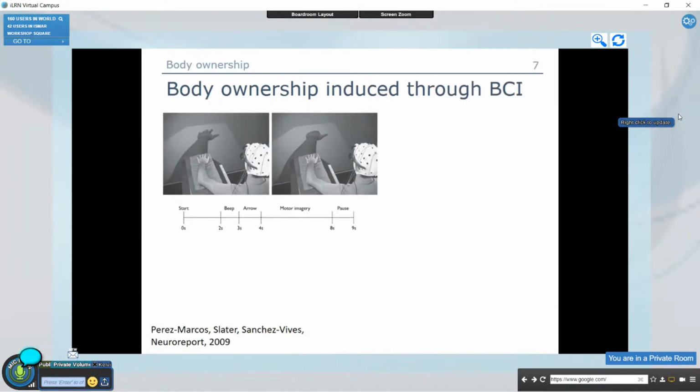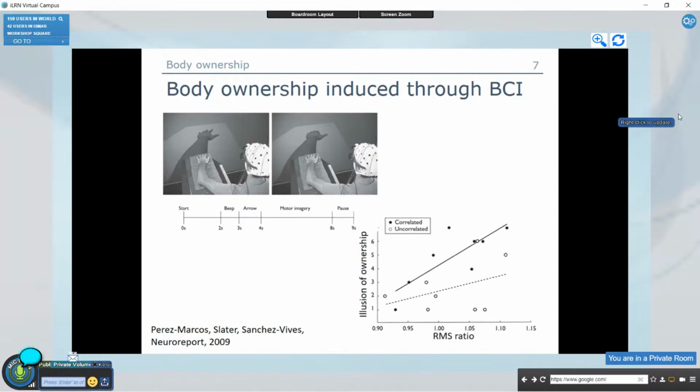Interestingly, Perez Marcos et al. found that if we control the movement of a virtual arm by means of a brain-computer interface, in this case, they used the motor imagery paradigm in order to open and close a virtual hand by thinking, this would also induce a virtual ownership illusion. On the top, you can see the setup of the experiment, and on the bottom, there's a graph that shows the relationship that they found between the subjective illusion of ownership that participants reported and an objective measure of the illusion. In this case, the measure was by EMG.